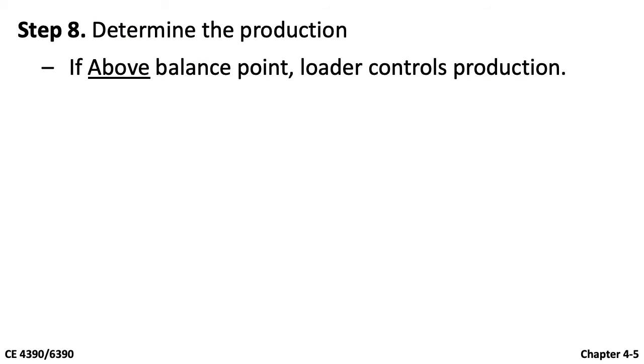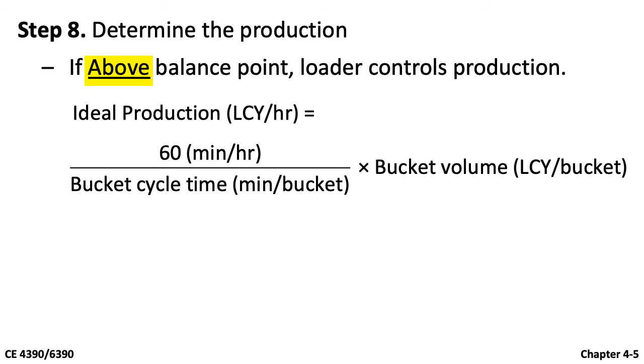Step number 8, determine production. So similar to what you do for scrapers, to determine production, you need to know what equipment controls the operation. If the number of trucks is above the balance point, what governs the production? It is the loader. And the production of the whole system is controlled by the production of the loader. So how to estimate production of the loader? So this is the equation that you learned in previous lessons of this chapter. It is equal to the number of bucket cycles per hour multiplied by the bucket volume.